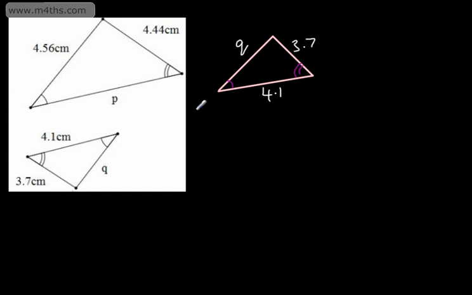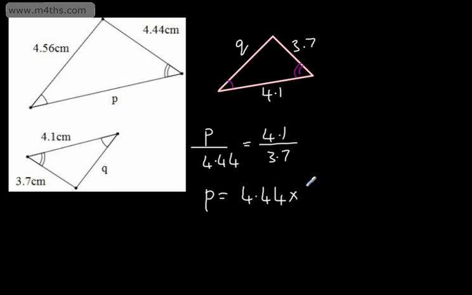So let's solve for P, let's solve for Q. Remember, don't write, for example, P over 4.56 is the same as 4.1 over Q. You're not going to solve that. Two unknowns, one equation can't do it. So what I'm going to say is to solve for P, P over that is the same as this over this. So P over 4.44 will be the same now as the 4.1 over 3.7. So P is equal to multiplying both sides of the equation by the 4.44. 4.44 multiplied by the 4.1 divided by 3.7.